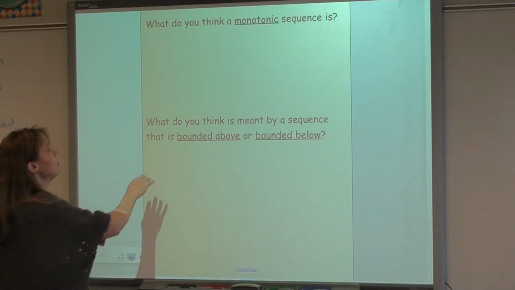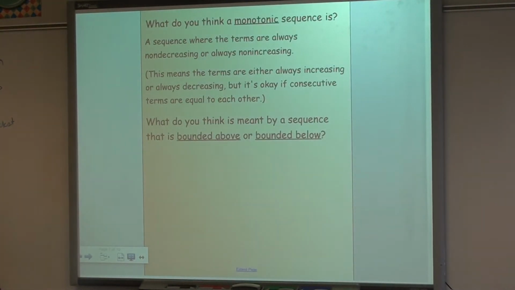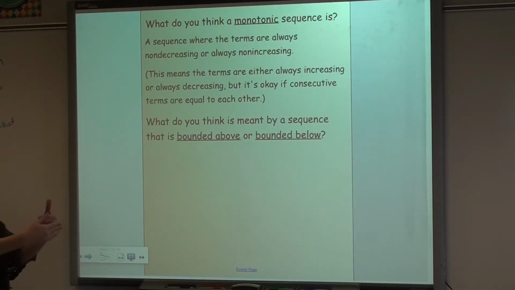All right, so monotonic, a sequence where the terms are always non-decreasing, meaning either flat or increasing, or always non-increasing, meaning it's always the same or decreasing. So this means if we're talking about a sequence, that means that consecutive terms can be equal or always getting bigger, or equal or always getting smaller.